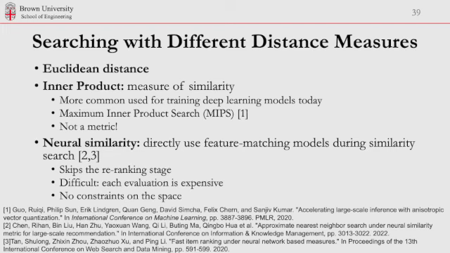The difficulty is now you have a limited number of distance evaluations, and you also have no constraints on the space. So it's an interesting problem, but it can avoid the re-ranking stage, which might save a lot of time. And there's a few papers that have worked on this.